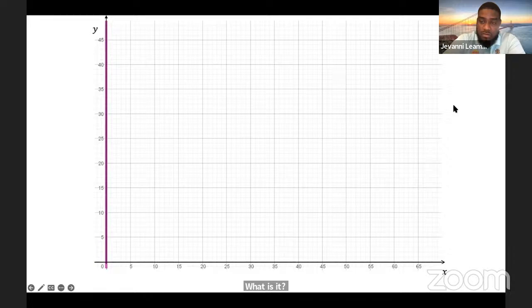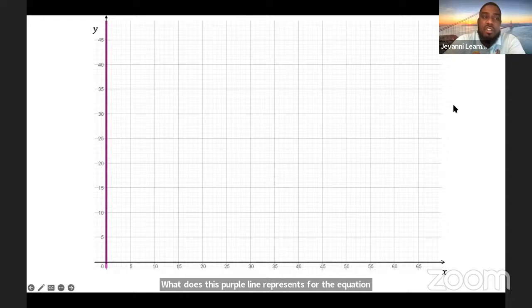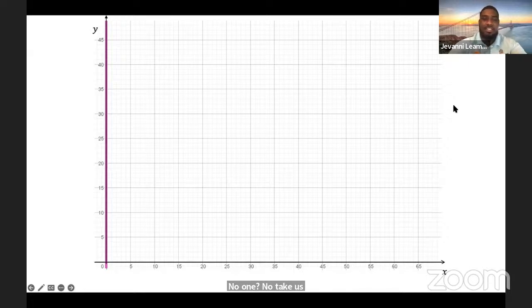The equation of a line is y equals mx plus c. All right, so it's an equation of a line, first of all. So what is this actual line though? What does this purple line represent for the equation of a line that you're seeing? Not the general formula, which is y equals mx plus c, but what does this purple line represent? What is the line equal to? No one? No takers? Nothing in the chat yet.